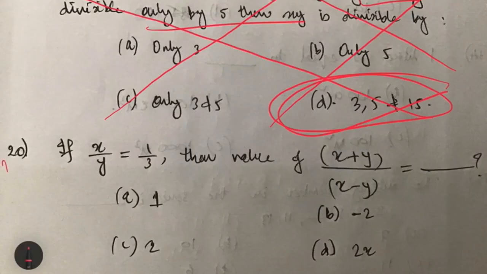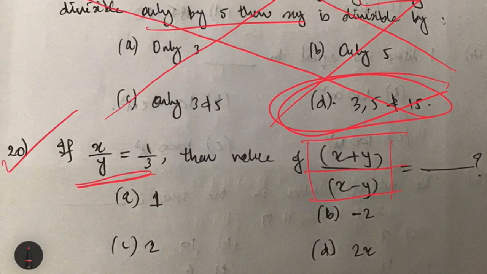If x by y is equal to 1 by 3, then the value of x plus y divided by x minus y. This question is also very important. I have seen this question in various examinations, and a lot of you with basic knowledge can clear it. Actually, here they have given the value of the fraction x by y. Then what you have to do is divide the numerator and denominator by y.